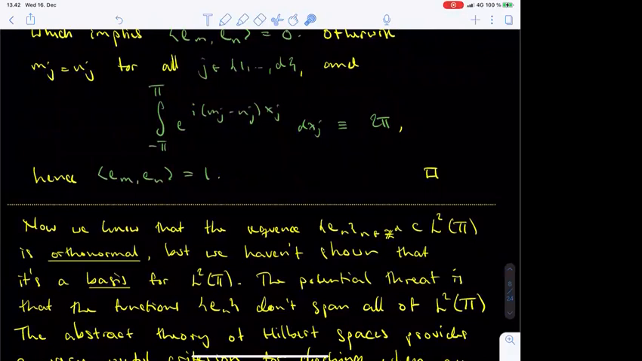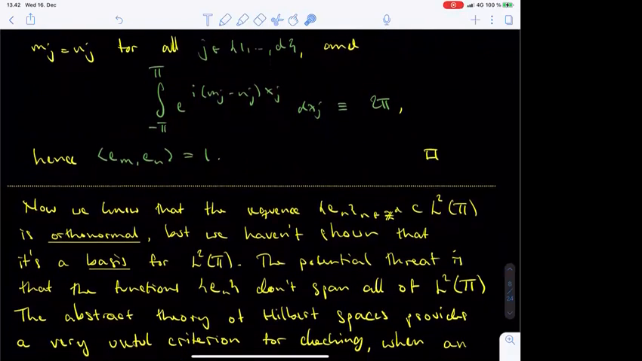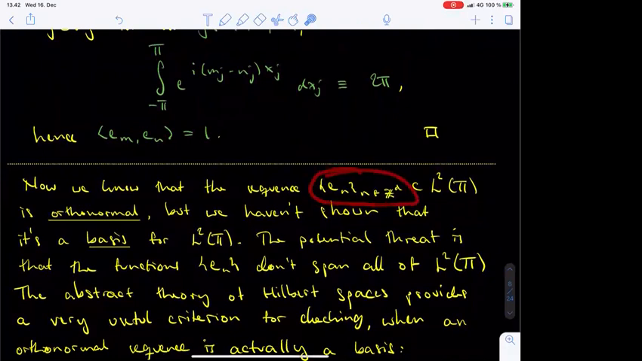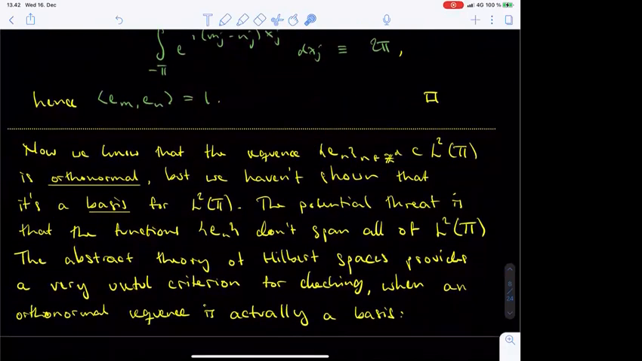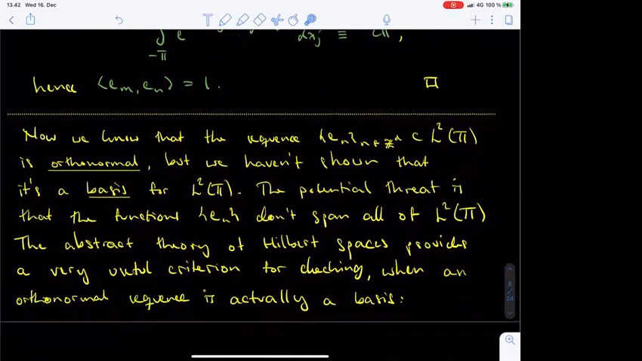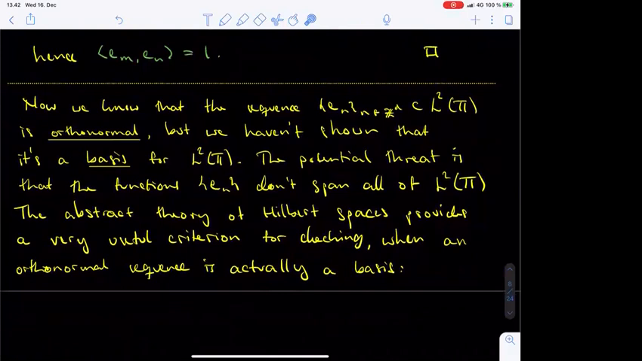To summarize the progress so far, we have now shown that the sequence of complex exponential functions en, when n ranges over the integer d-tuples, forms an orthonormal sequence in L2 of T. But we haven't yet shown that this sequence would be a basis for L2 of T. Informally speaking, the issue here might be that there are too few of the functions en. For example, if there was only one function en, then definitely this sequence of one function would be an orthonormal sequence in L2, but it would be hopeless that this one function would span all of L2 of T. So the question becomes, how to show that the complex exponential functions also form an orthonormal basis in L2?